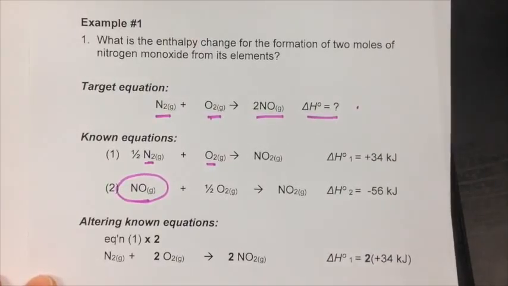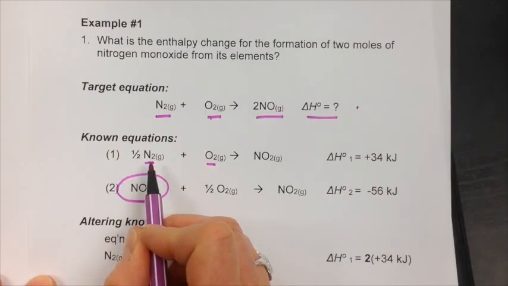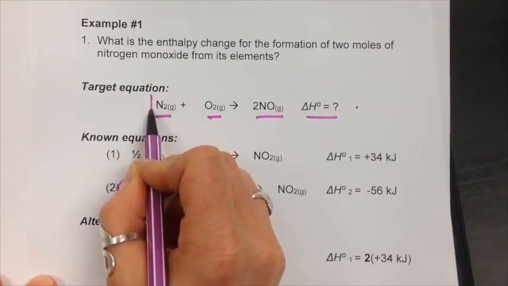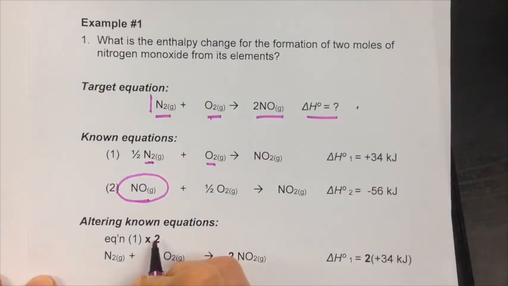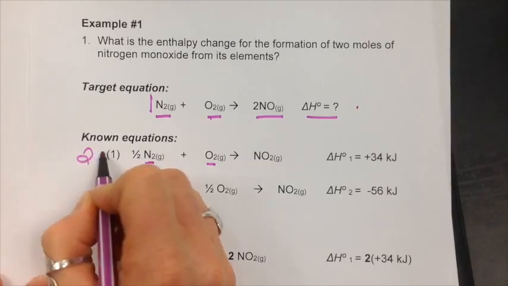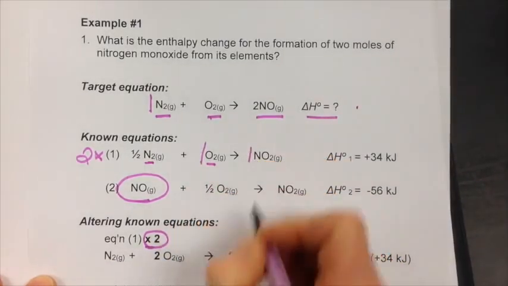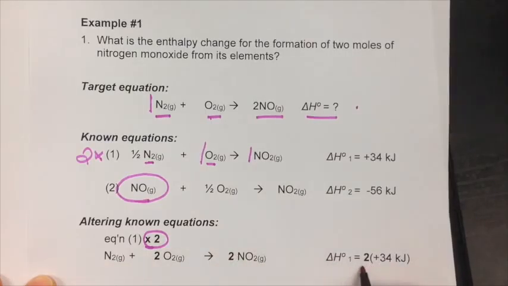So what we can do is this. Let's look at the first equation. In equation number 1, we only have half a mole of nitrogen gas. We want a full mole. We want 1 full mole. So to do that, we simply have to multiply the first equation by 2. So that gives us 1, because we're multiplying a half by 2. So we're going to end up with 1 mole of this, 2 moles of oxygen, because we started with 1 here, and 2 moles of this, because we had 1 here.